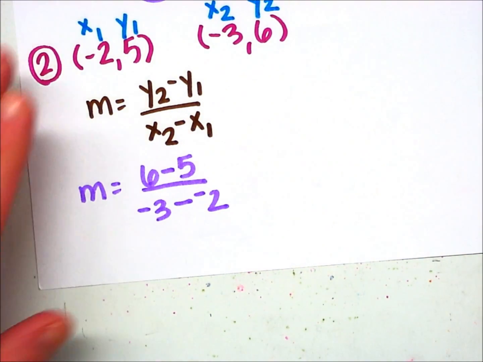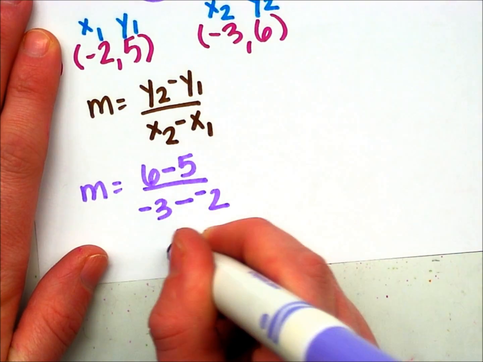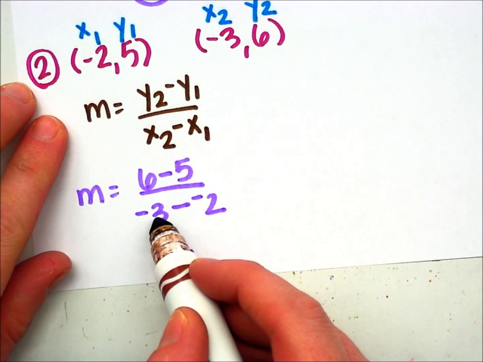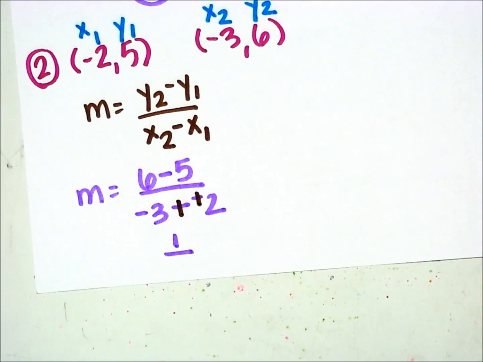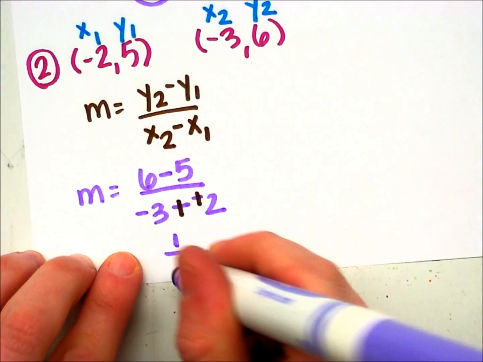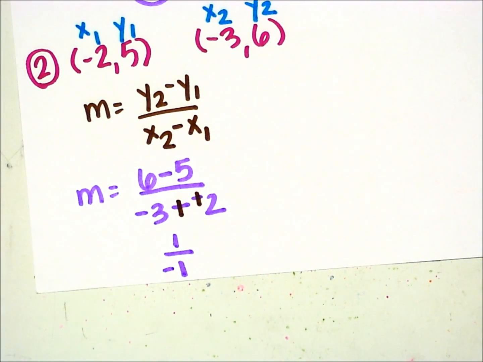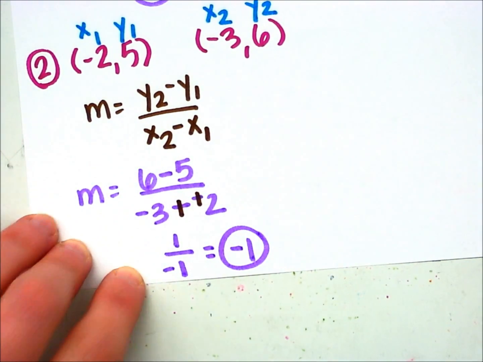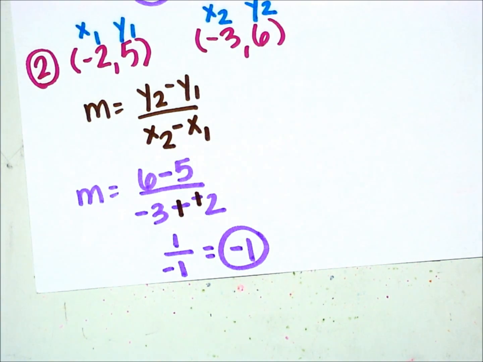Okay, so now we'll subtract. 6 minus 5 we know is 1. And if I look at the bottom, I know I need to do keep, change, change. So that's the same as negative 3 plus positive 2, which is negative 1. So I end up having the slope being 1 over negative 1. Well, 1 over negative 1 means 1 divided by negative 1. So the slope is just negative 1. The slope of a line that goes through the points negative 2, 5 and negative 3, 6 is going to be negative 1.